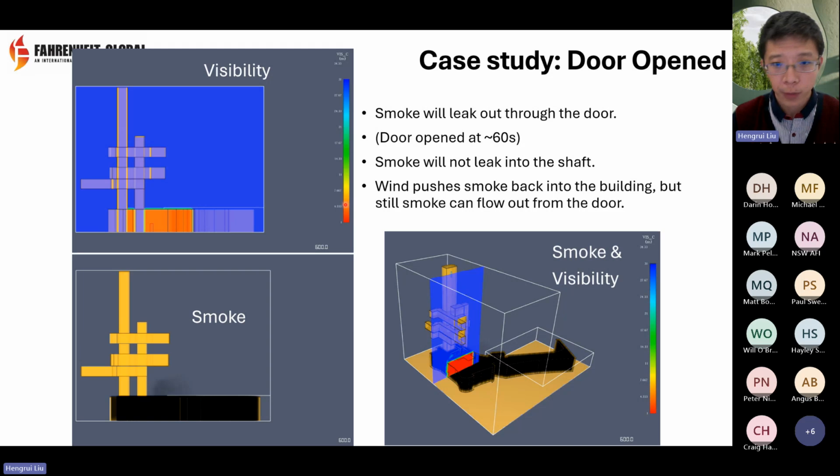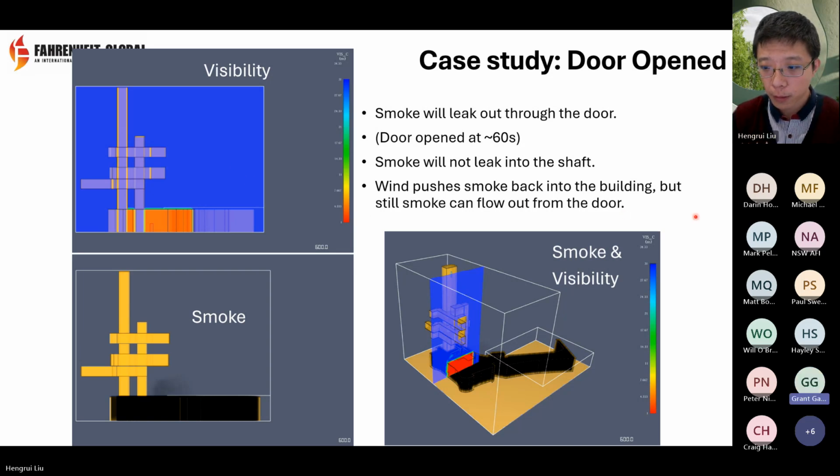Most of the smoke still escaped from the doorway itself, so it doesn't really enter the lift shafts themselves. That's why we recommend our clients to definitely have some openings on the floors, and some interlink between the smoke detector and the door opening. So definitely do not close the door itself, so we keep the upper level safe.